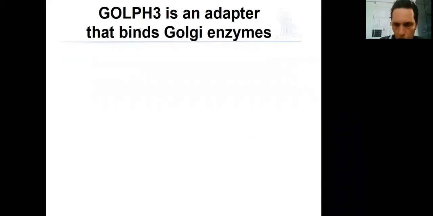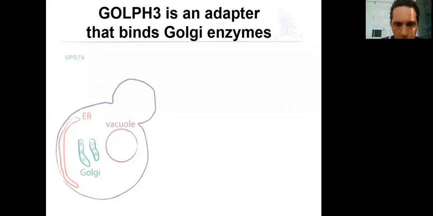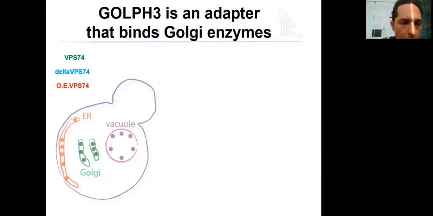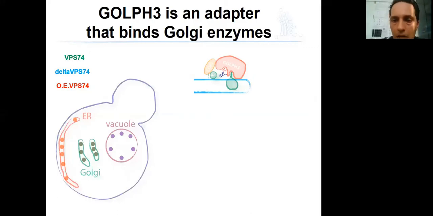We went back to the literature and found that the same protein in yeast is called Vps74. What has been shown by Banfield and coworkers is that a subset of enzymes that normally localize at the Golgi, upon depletion of Vps74, leave the Golgi and move to the vacuole where they are degraded, while upon overexpression, the same enzymes move back to the endoplasmic reticulum. The model proposed by Banfield and coworkers is that GOLPH3, which is recruited at the Golgi thanks to binding with PI4P, on one side binds COPI, and on the other side binds the cytosolic tail of a subset of Golgi enzymes.